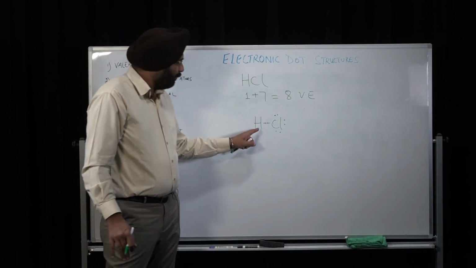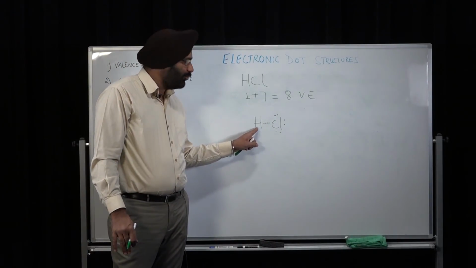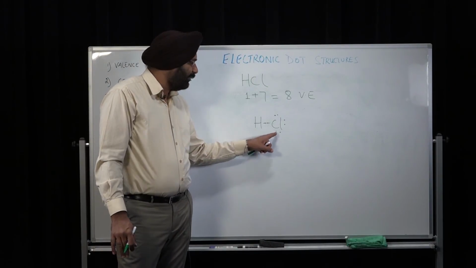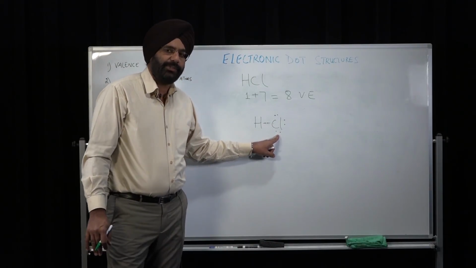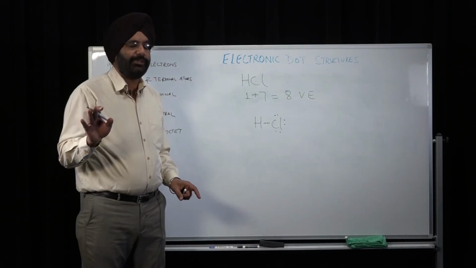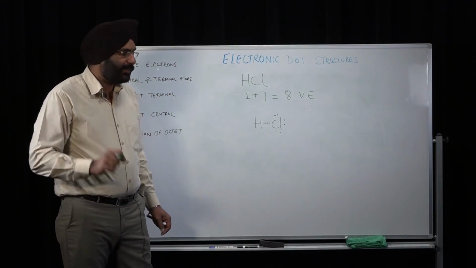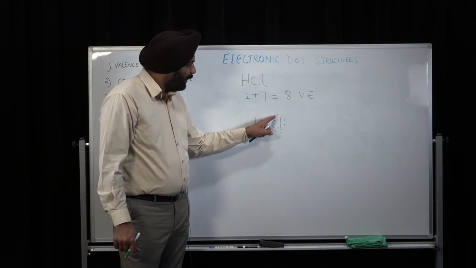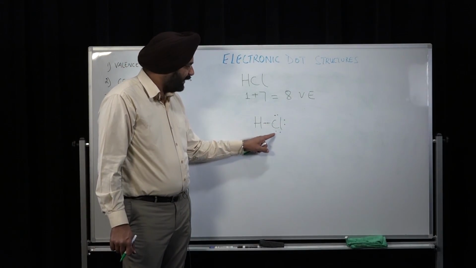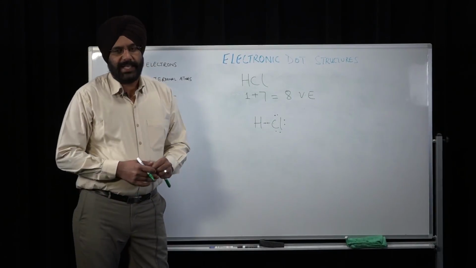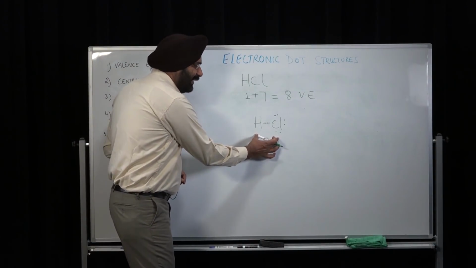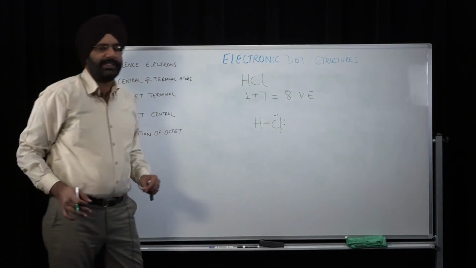So comparing the electronegativity of hydrogen and chlorine, hydrogen is 2.1 electronegativity, chlorine is 3.0 electronegativity. So chlorine is more electronegative. So my first job is to complete the octet on chlorine. So when I do that, 1, 2, 3, 4, 5, 6, 7, and 8. All the 8 electrons have been accounted for. The octet is complete. So this is the electronic dot structure for HCl.